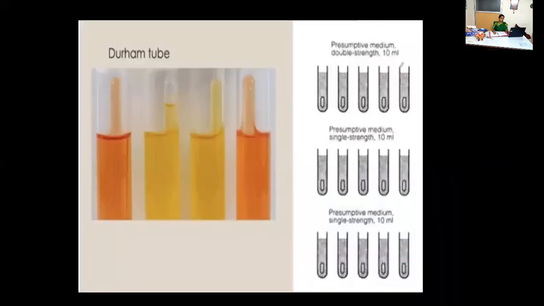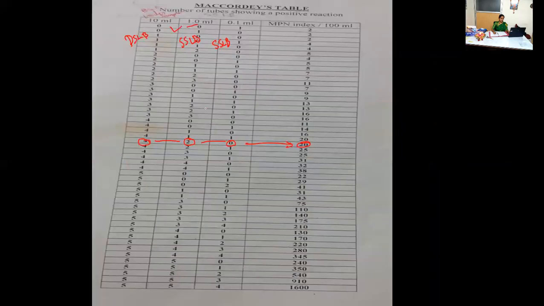You can see here this is the Durham's tube. Here we can see acid production, whereas here there is no acid production, and here also no acid production. Color change can be seen here, and here also. This particular chart is known as McCrady's table. By using this McCrady's table, we can find the MPN index per 100 ml for the most probable number method.